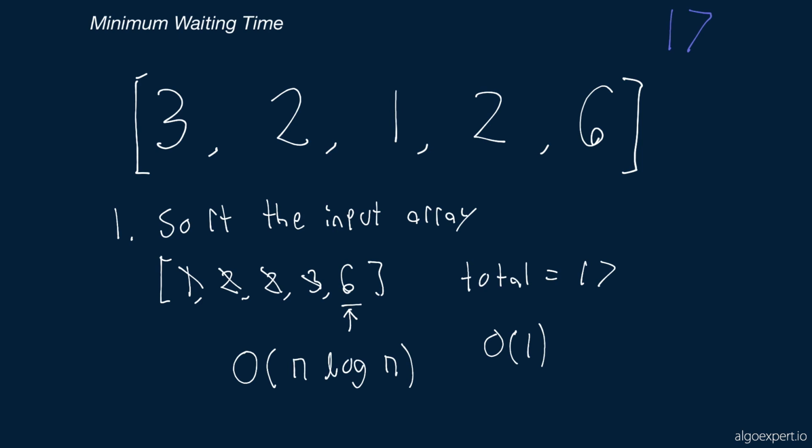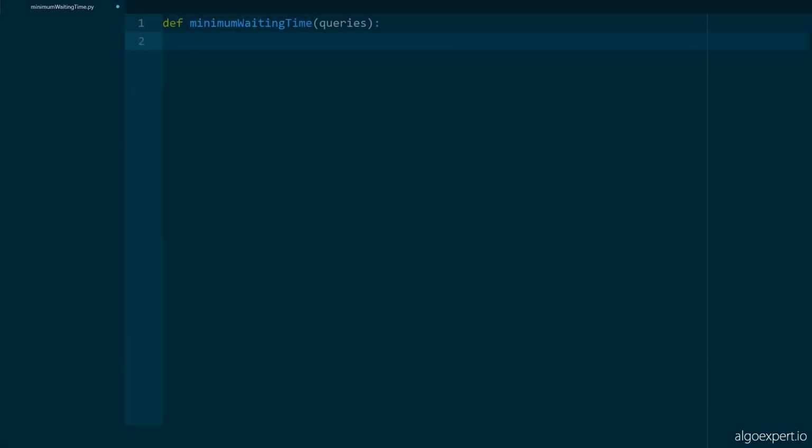Now let's implement it in Python. So I'm here in my code editor and I have my minimum waiting time function defined, which has one parameter called queries. Now remember, queries is going to be an array which contains positive integers. Now the first thing that we need to do in our algorithm is we need to sort this queries array and we need to sort it in place. So in Python, we can simply use the .sort method and this will sort the array in place in ascending order, which is what we'd like.